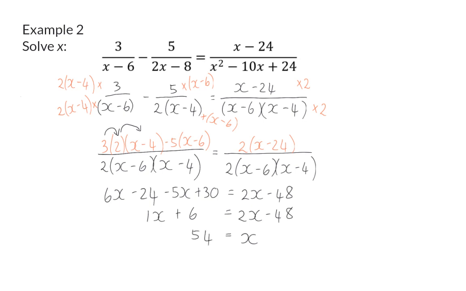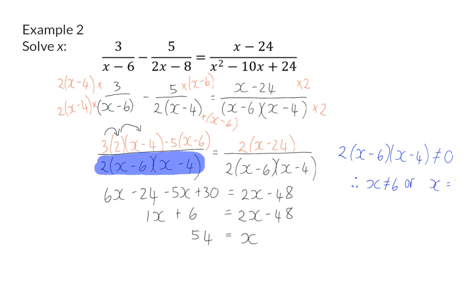Also now remember to take into account your restrictions, and those are the x values that will cause our common denominator to become 0. This will in reality form another equation where the denominator cannot be equal to 0. That means x equal to 6 is not allowed, or x equal to 4 is not allowed. So our answer of 54 is acceptable.